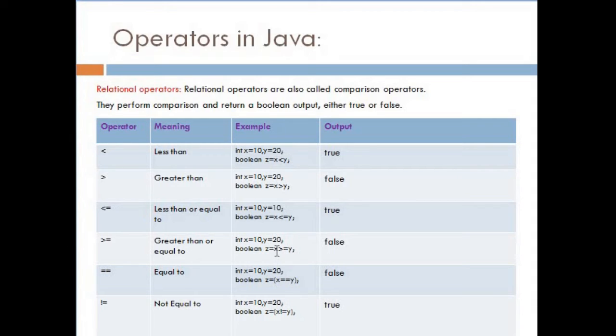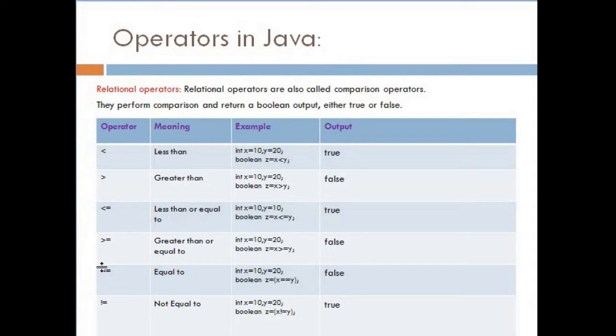The value of x is 10 and the value of y is 20. So is 10 greater than or equal to 20? No, 10 is not greater than 20, neither is 10 equal to 20. So 10 greater than or equal to 20 does not hold true. So the output returns false in this case, and the value false shall be assigned to this Boolean variable called z.